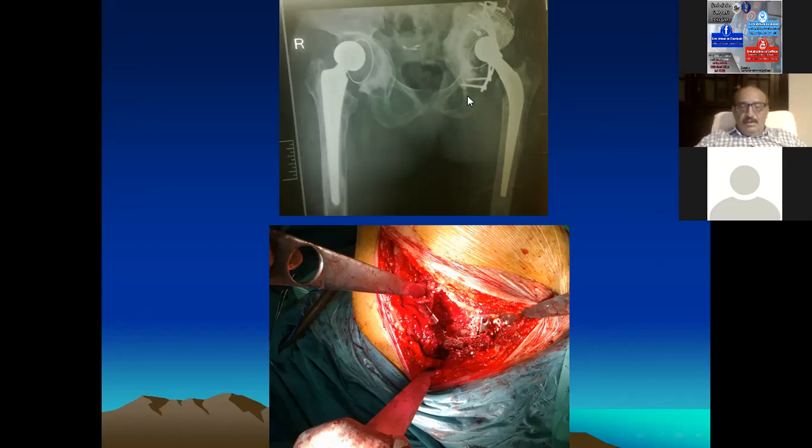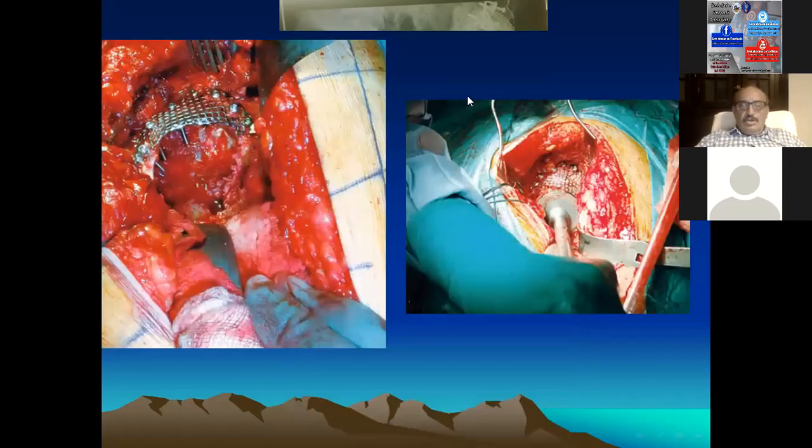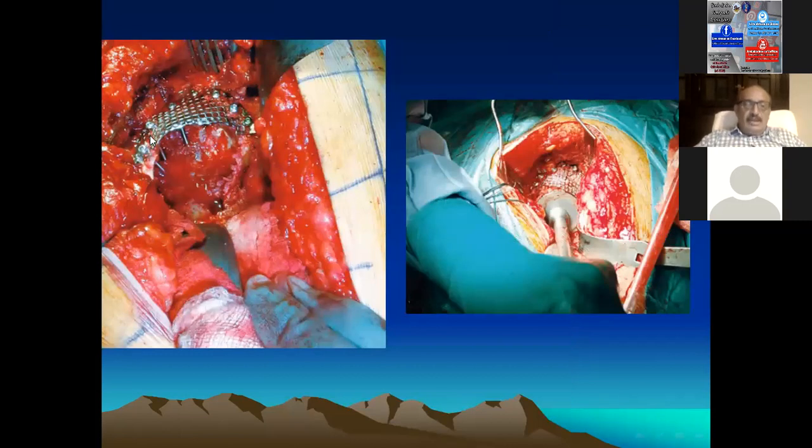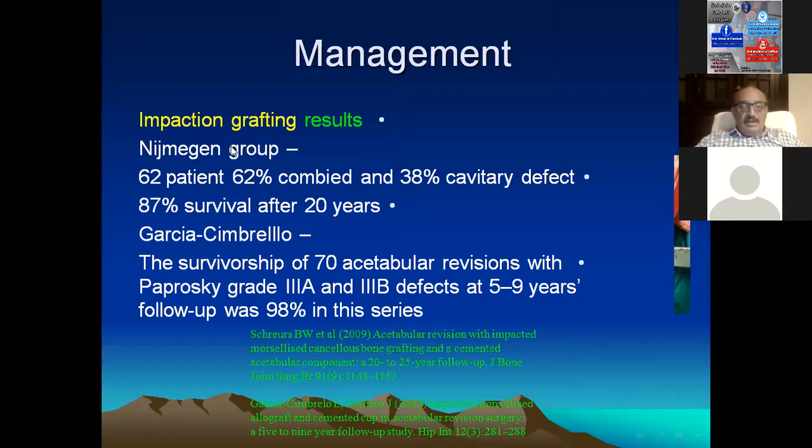Okay? So you use the mesh to make the segmental defect a contained one. And then you put the grafts on the floor here and try to hammer it as much as you can. And then you insert the cup. Impaction grafting results in the pioneers of this technique, either from the Netherlands or Exeter in the UK, show very good survival, up to 98% in 10 years' time.